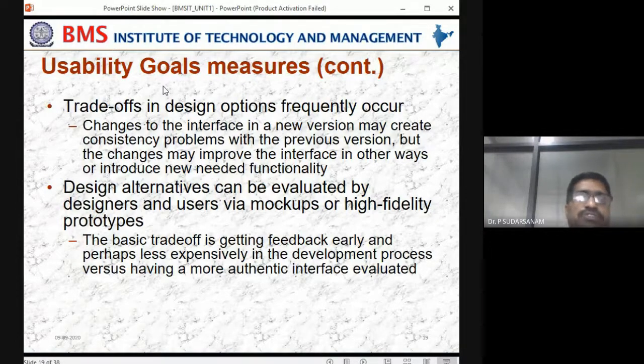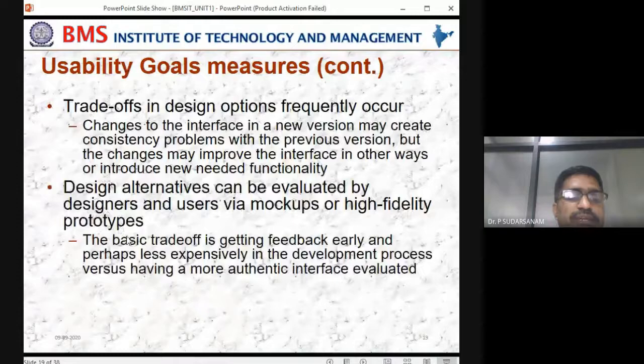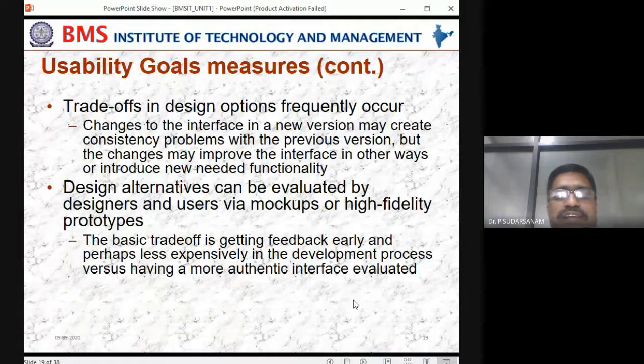Design alternatives can be evaluated by designers and users via mockups or high-fidelity prototypes. This is nothing but the basic trade-off of getting feedback early and perhaps less expensively in the development process, versus having a more authentic interface evaluated. When you are using this, you take the feedback. For example, teachers take inputs every semester, two to three times, early on, if they are having any problems.